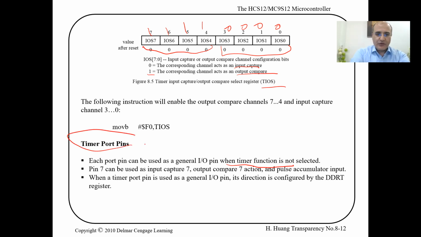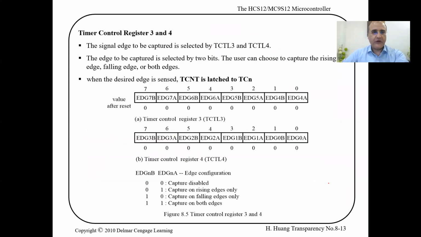Okay, so the timer port pins can work as parallel ports shared with port T. And in this case, the direction of port T, to be output or input, is controlled by the data direction register of port T, DDRT. This is what we just talked about.